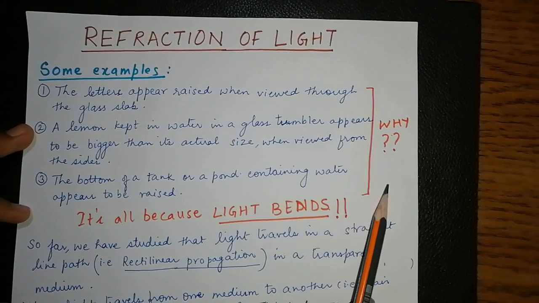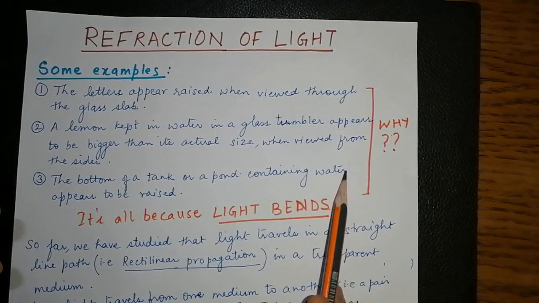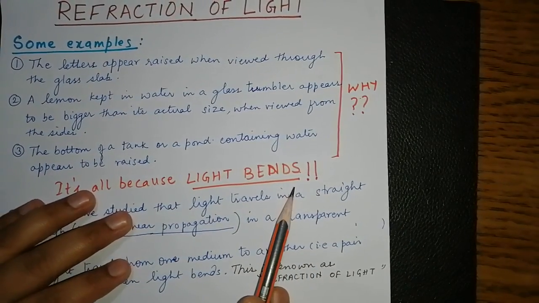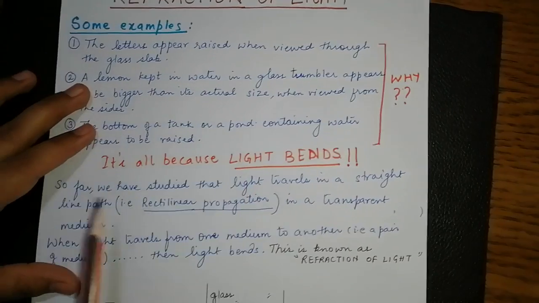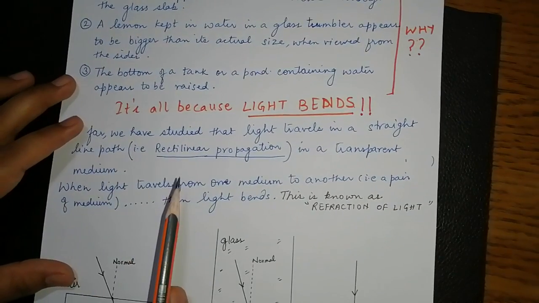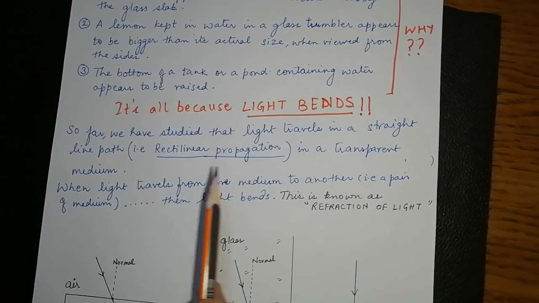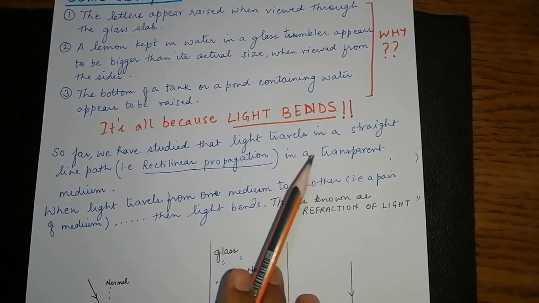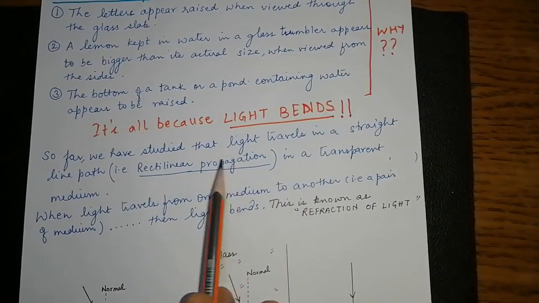But the question is why? Why do we observe such things in our daily life? This is all because light bends. Light bends, but so far we have studied that light travels in a straight line path, that is rectilinear propagation, in a transparent medium. So how come light bends?